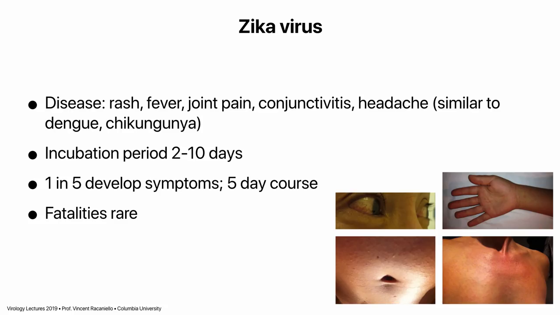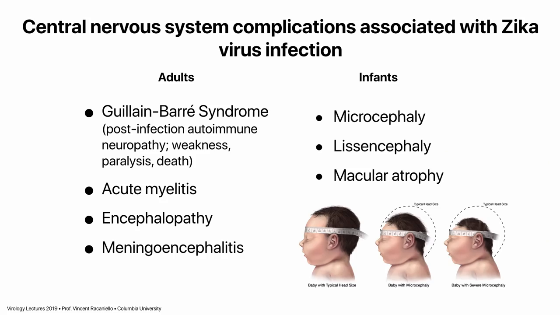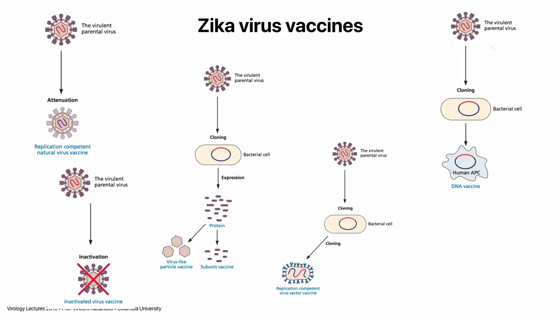But in the Brazil experience, we realized that there are central nervous system complications associated with infection. There are a number of adult infections of the CNS, and of course, in infants who are infected in utero, we could have microcephaly, and a number of other congenital defects. And for these reasons, vaccines are being developed. And you know, this picture I showed you earlier with all the ways of making vaccines I could think of, that is what's being done for Zika virus. And let me just run you through a couple of the different vaccines.